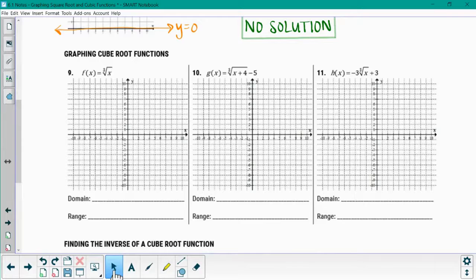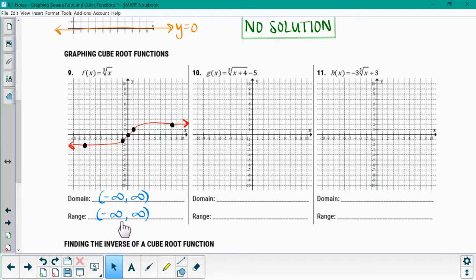Now let's graph some cube root functions. So we're going to start with the cube root parent function. I'm going to show my key points. Cube root of negative 8 is negative 2. Cube root of negative 1 is negative 1. Cube root of 0 is 0. Cube root of 1 is 1. Cube root of 8 is 2. Once I connect my dots, I can see my swimmer. Remember, one arm above water, one arm below. And the domain and range for the cube root parent function is negative infinity to positive infinity for both.